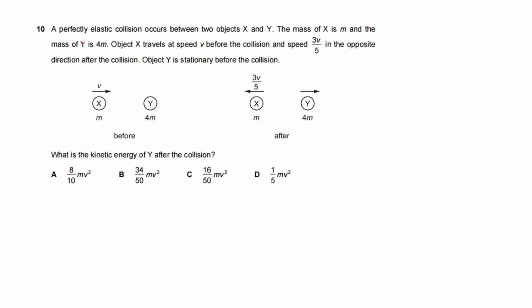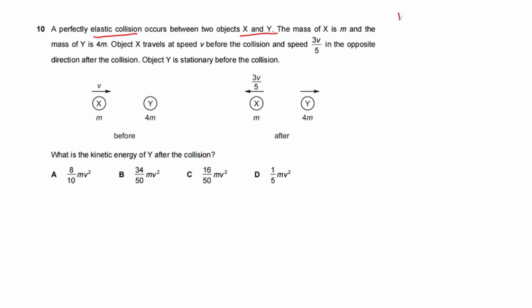Question number 10. A perfectly elastic collision occurs between two objects X and Y. The mass of X is m and the mass of Y is 4m. Object X travels at a speed v before collision and speed 3v over 5 in the opposite direction after the collision. Object Y is stationary before the collision. What is the kinetic energy of Y after the collision?